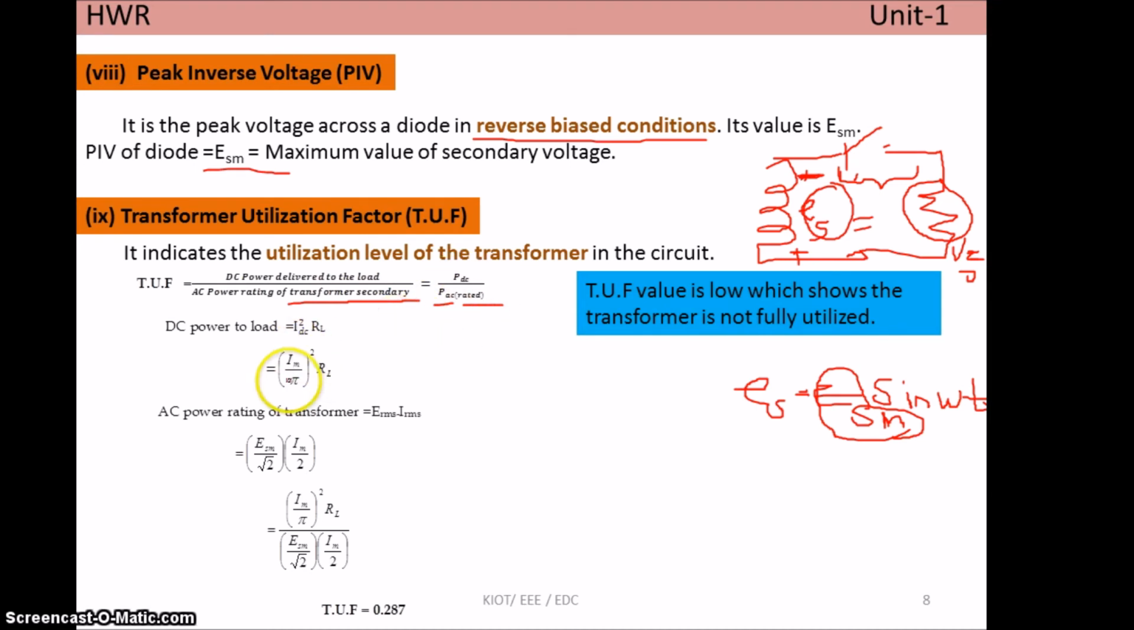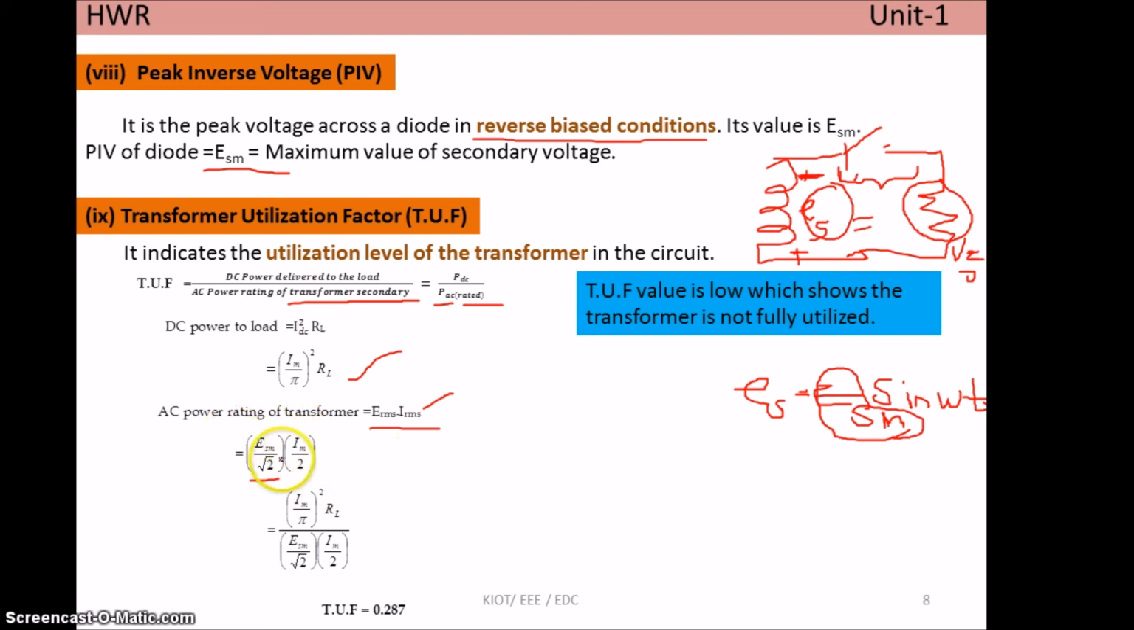PDC, you know the formula. PAC is a new thing we need to calculate. PAC rated is the secondary winding voltage ERMS times the current IRMS. ERMS, the RMS value of the voltage, is ESM divided by root 2. IRMS is the DC equivalent of the AC current flowing through the diode circuit. We have calculated the IRMS value now in the derivation, which is Im divided by 2.